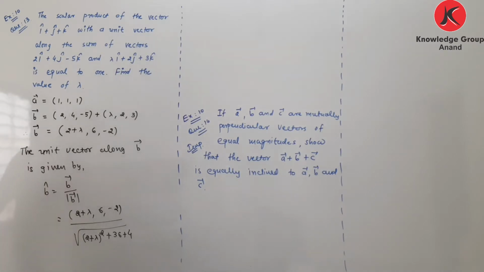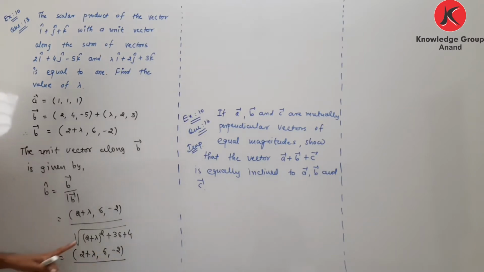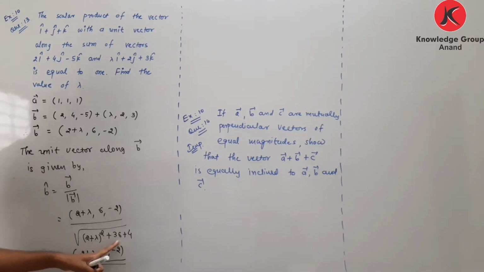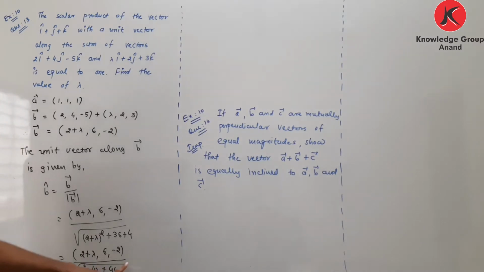Now, we can also solve this. After solving, we can write: 2 plus lambda, 6, minus 2, divided by under root of 4 plus 4 lambda plus lambda square. Therefore, I will directly write lambda square plus 4 lambda plus 4 plus 36, which is 40, plus 4, 44 here. Okay, so I directly write 44. Here, this is our B cap.